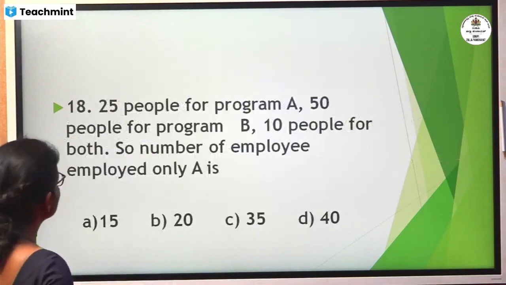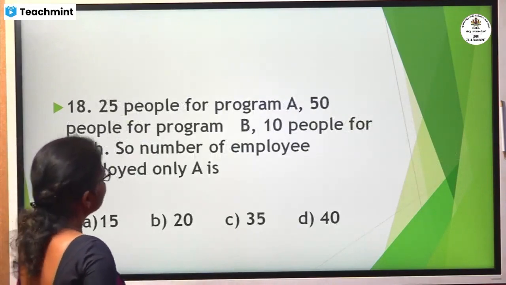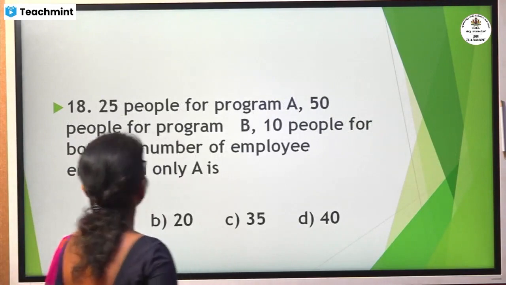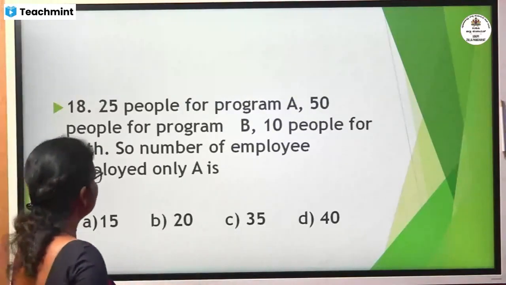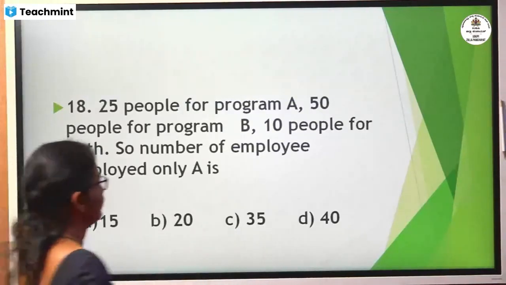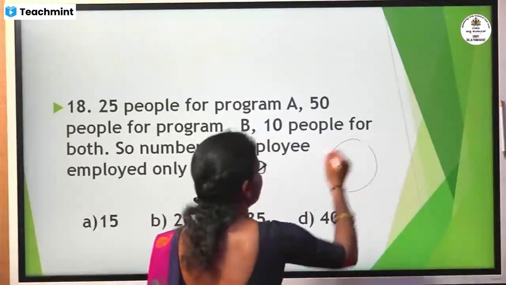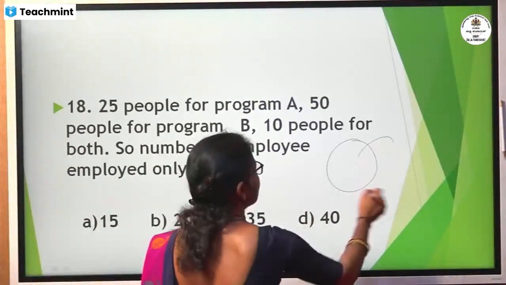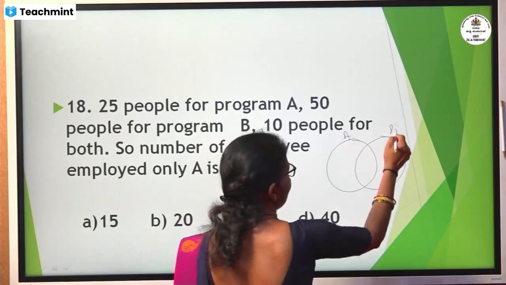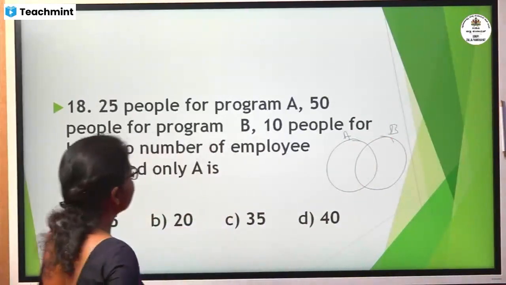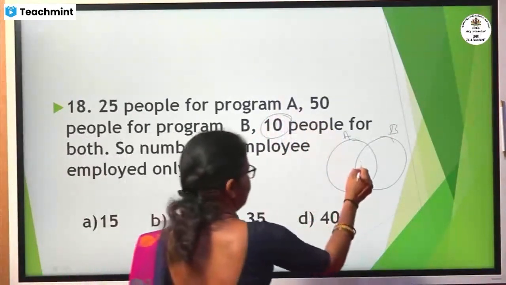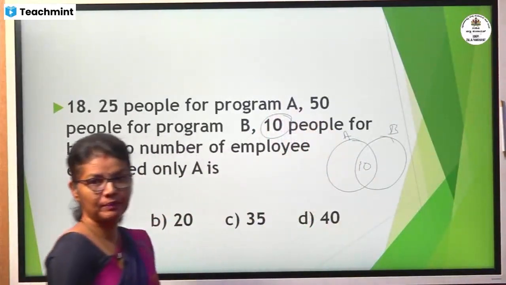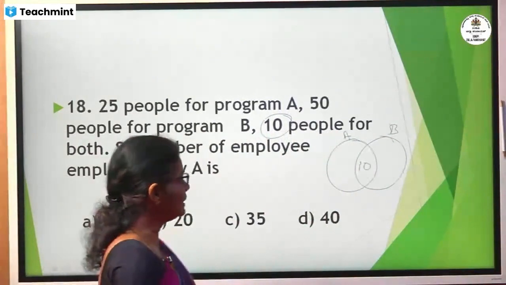Next question. 25 people for program A, 50 people for program B, 10 people for both. So the number employed in only A. Now, if we draw the Venn diagram, consider two sets, program A and program B. In that, first we have to fill both. Both here it is 10. Number of people employed in both A and B, that is 10.